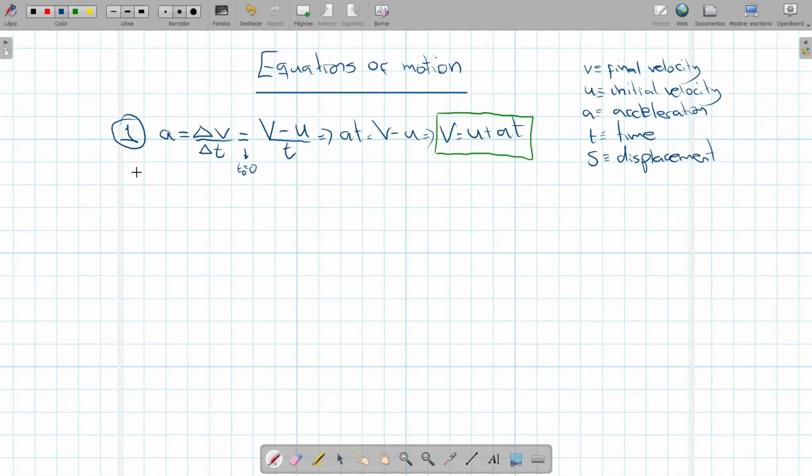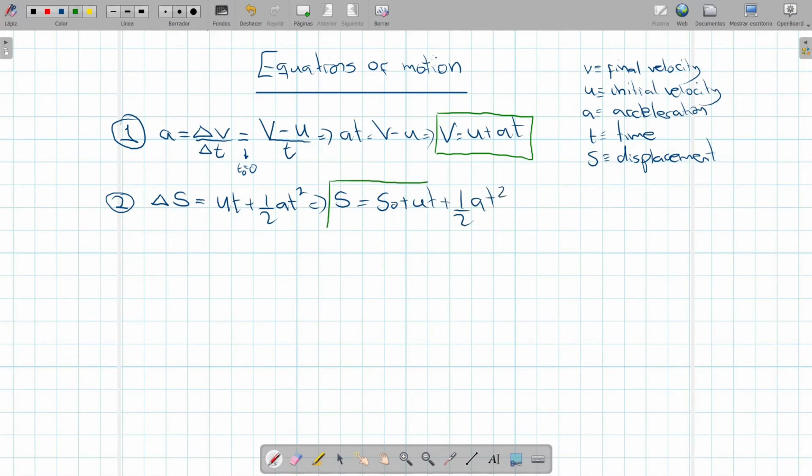Okay. The second equation of motion gives us the space. Again, we will show you how to get to this one when we do integrations. We will do another video about how to obtain this one. But basically, it says that the change in displacement equals ut plus half at squared. That's one way to see it. Another way to see it, and the way I normally use it, is that S, the final displacement, equals the initial displacement plus ut plus a half at squared. Okay, that's the second equation of motion.